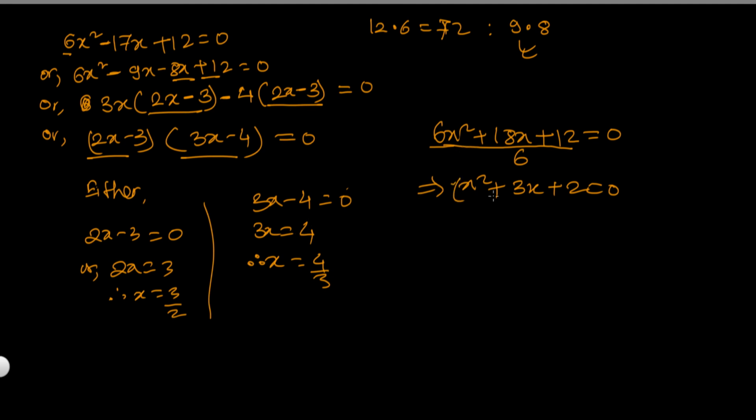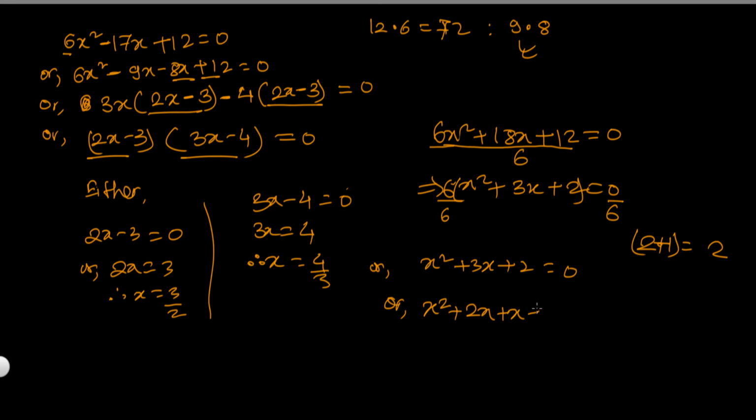So I took out 6 common from this expression, so then I can divide both sides by 6, which will give me x squared plus 3x plus 2 equals to 0. Now I have a relatively easier situation, so let us do that. If you want to multiply 2 times 1, you will have 2. On addition, you should get 3. If you add 2 plus 1, you would get 3. It's a very easy problem now. So x squared plus 2x plus x plus 2 equals to 0.